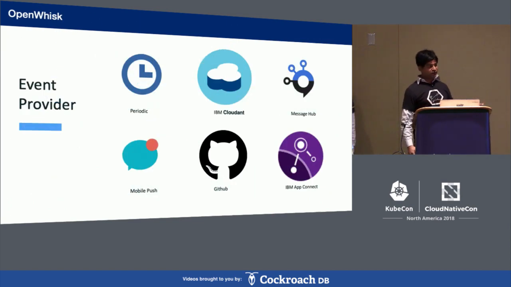And we have a lot of event providers integrated within OpenWhisk. So that means periodic cron jobs, which can actually emit triggers. Cloudant, which is on CouchDB under the covers. So any data being stored in Cloudant or CouchDB will fire an event. Message Hub, which is Kafka under the covers. Mobile Push, GitHub. Any activity on GitHub, we can fire an event and then have actions which can process those.